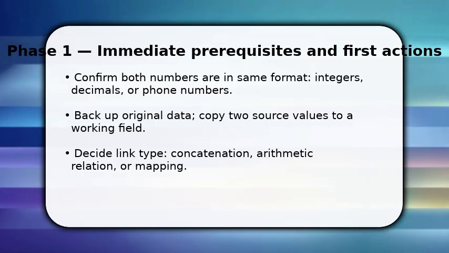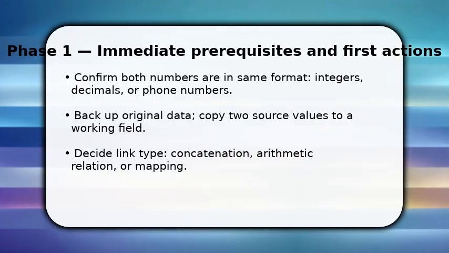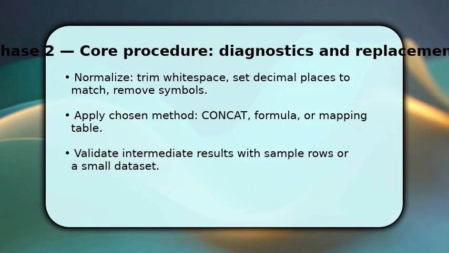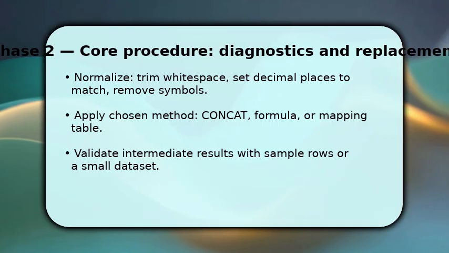Now choose how to link them. Concatenate for labels, compute a ratio for comparison, or map one to the other for lookup. I'll show the simplest practical starting method, step by step, so you can act immediately. You normalize both numbers now, trim whitespace, remove currency or percent symbols, and align decimal places so operations succeed.